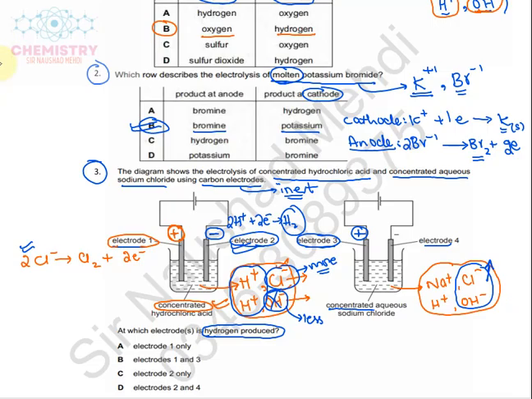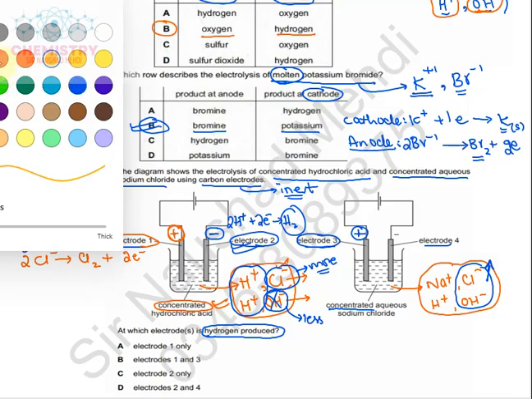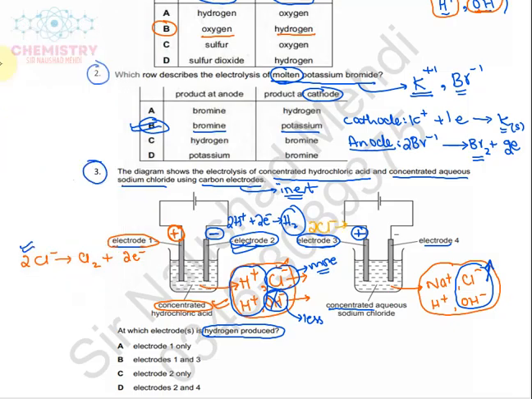And again at electrode number 3 you would get the equation for the chloride ion. So 2 chloride ions form chlorine gas plus 2 electrons. So again chlorine is being formed over here, right? And electrode number 4 is a negative charge electrode, so cations would be going over there. So you have 2 cations, the sodium cation and the hydrogen cation.